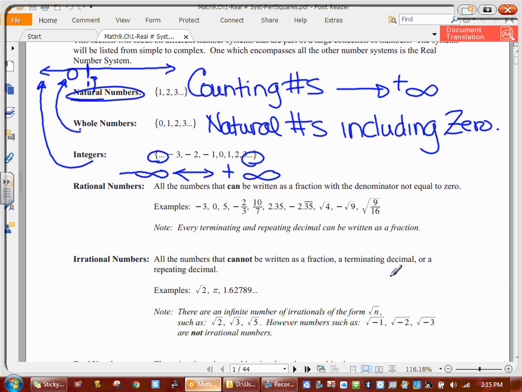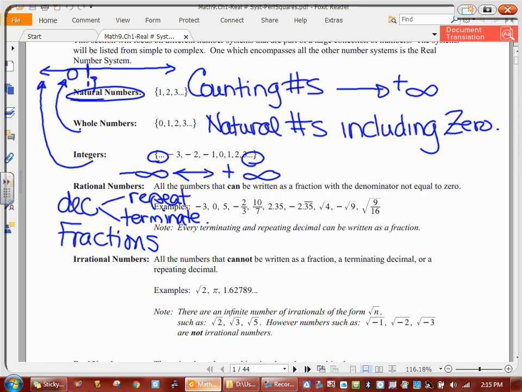Then we've got rational numbers. Now we get into our decimals, the repeating ones, or the ones that are terminating, the ones that end, like 7.3, 8.927, they end. Then we also have our fractions here. So decimals and fractions. But it also includes integers. This includes all these other smaller numbers.